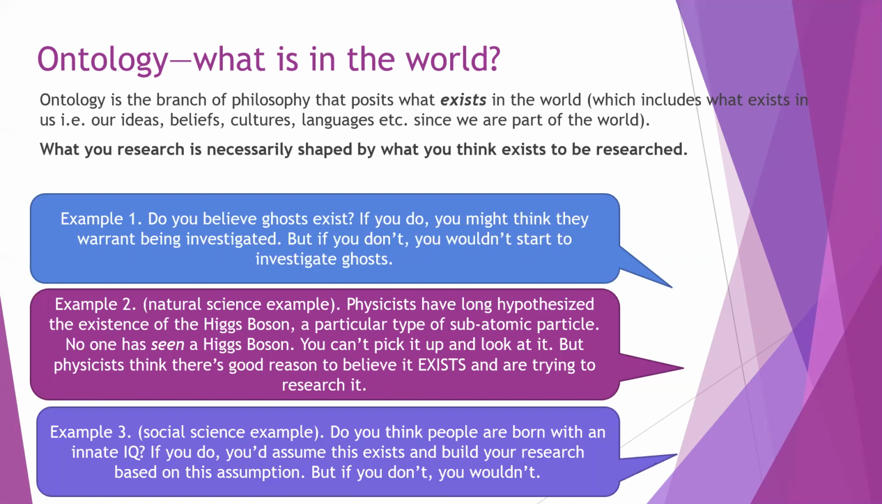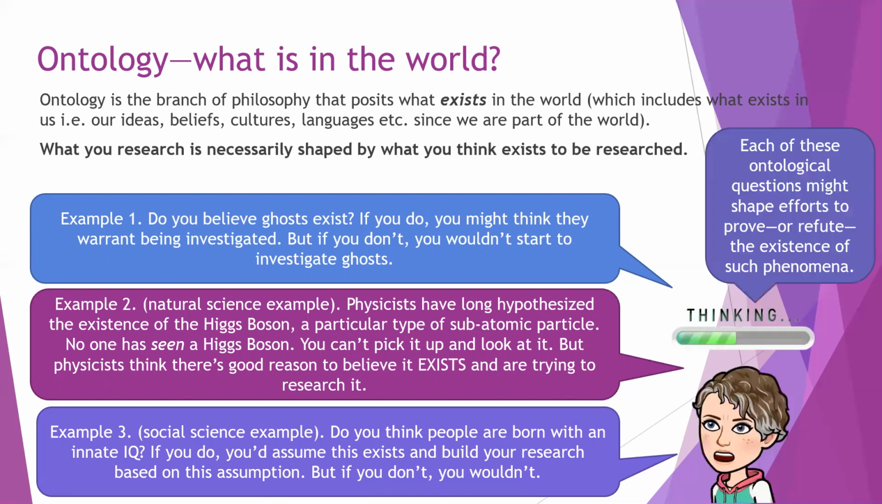A third example, which is a social science example. Do you believe that people are born with an innate IQ? If you do, you'd assume this exists, and you might build your research based on that assumption. But if you don't, you wouldn't. The point is that each of these ontological questions or beliefs shapes efforts to prove or refute the existence of particular phenomena. Your ontology is subtly shaping the questions you ask or don't ask.